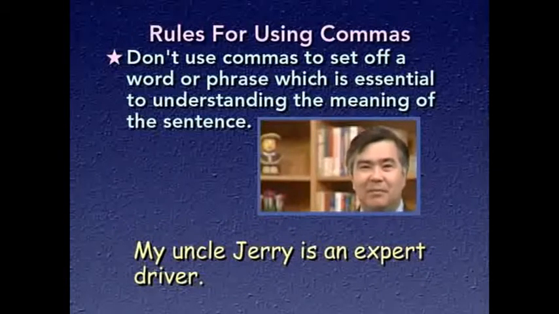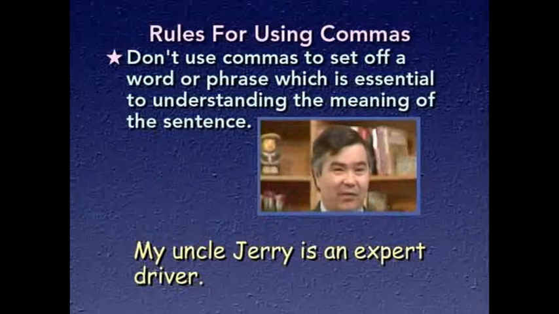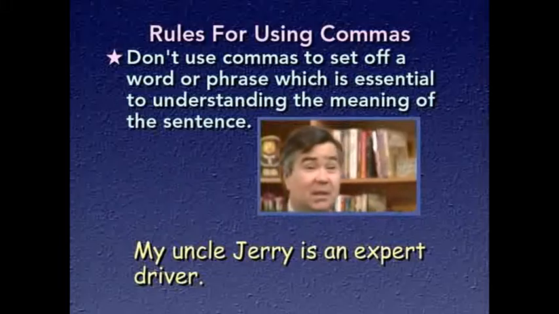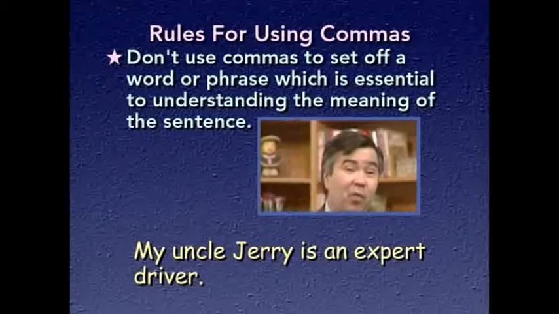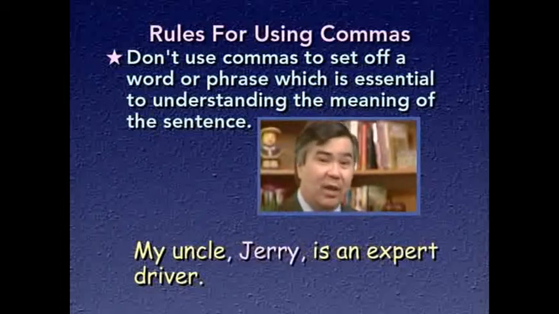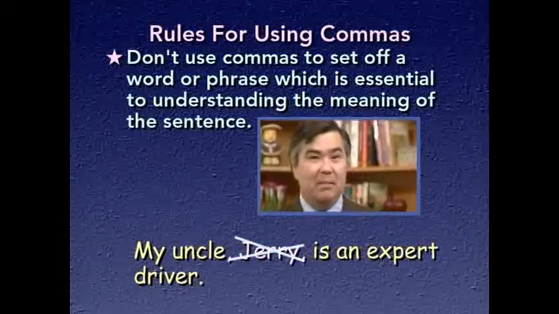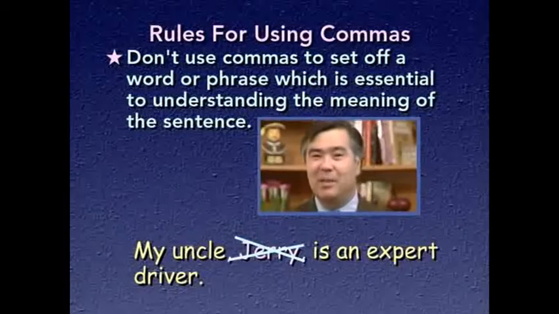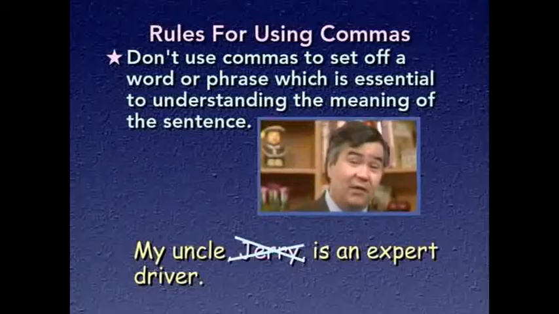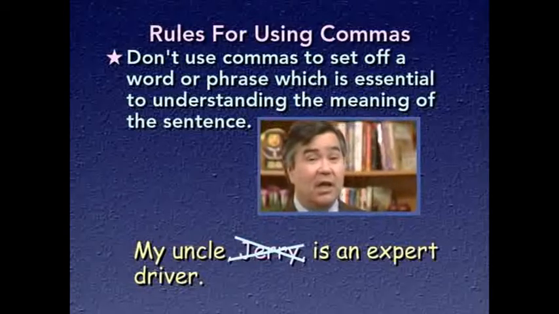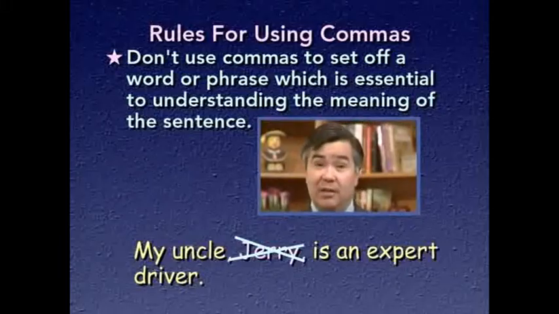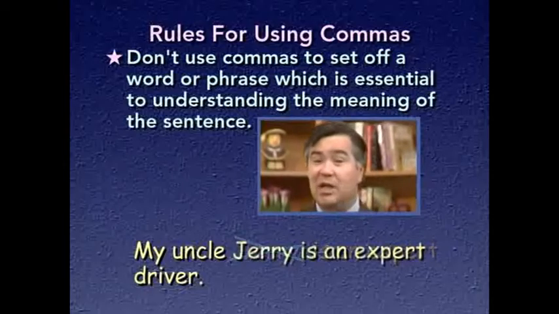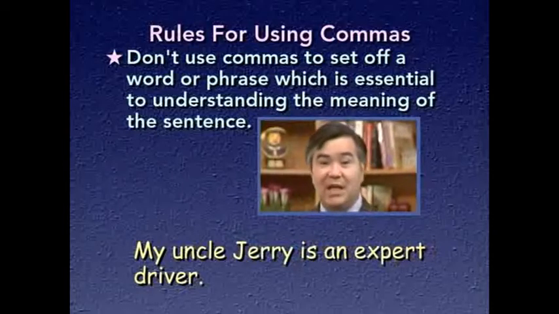One more example. "My Uncle Jerry is an expert driver." Once again, the name Jerry might appear at first glance to be an interrupter. But if we put commas around it, what's left outside of the commas would be, "my uncle is an expert driver." And once again, we can't be sure who exactly is being spoken about. I might have several uncles, and therefore to simply say "my uncle is an expert driver" might leave the meaning of the sentence somewhat unclear. Since the name Jerry is essential to the meaning of the sentence, it's better not to put commas around it and instead let the sentence read as one unit.